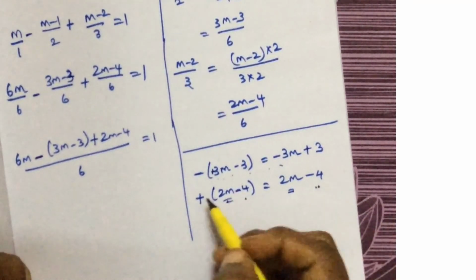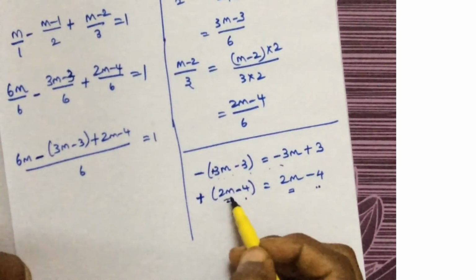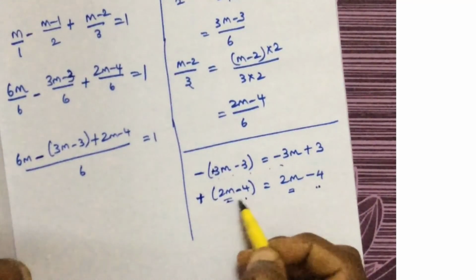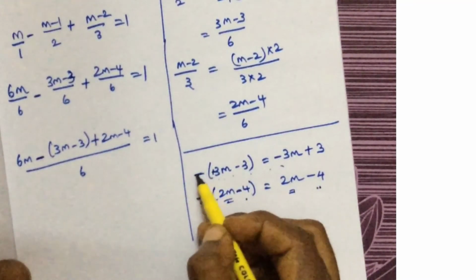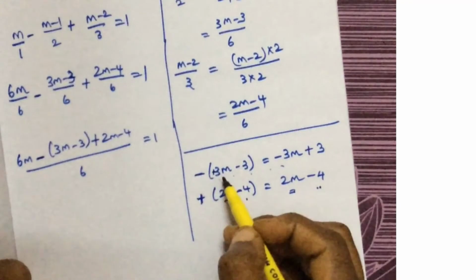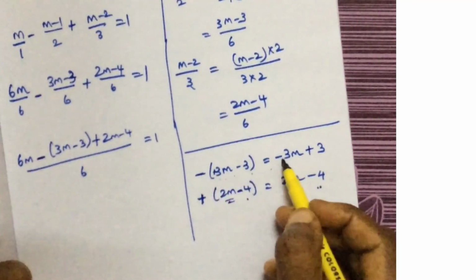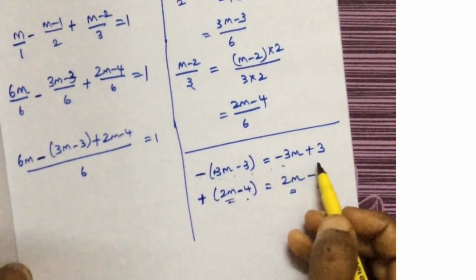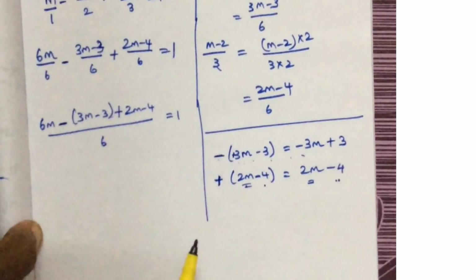So, whenever there is a plus of something, the signs of the terms inside the bracket are not going to change. Whenever there is a minus of that, this negative sign is going to change the sign of each and every term inside. Here plus into minus is minus, minus into minus becomes plus. So, it is compulsory to put a bracket whenever there is a negative sign.